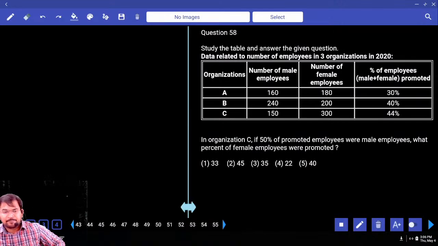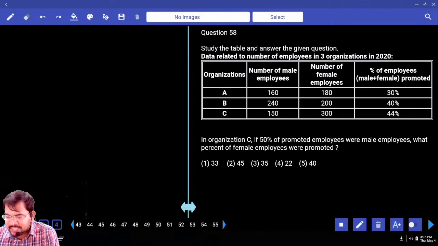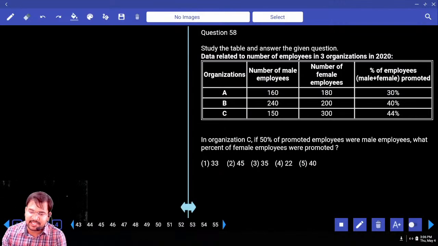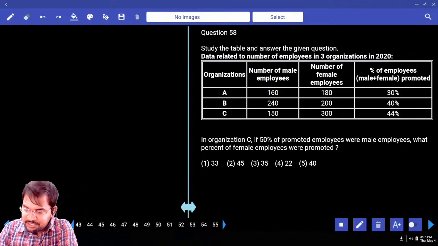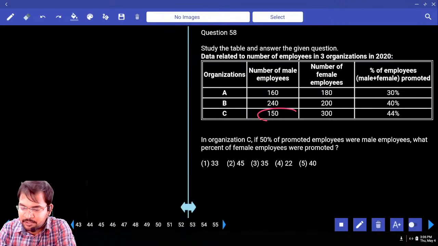Organization ABC, number of male employees, number of female employees, percentage of employees promoted. In organization C, if 50% of promoted employees were male employees, what percentage of female employees were promoted? So first of all, organization C, total number of employees are how many first?